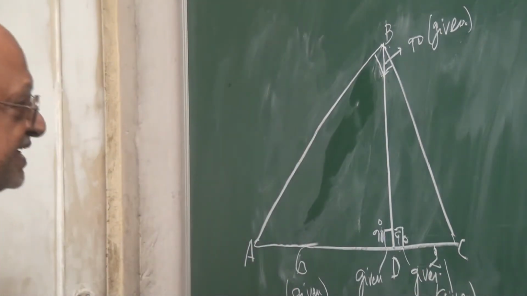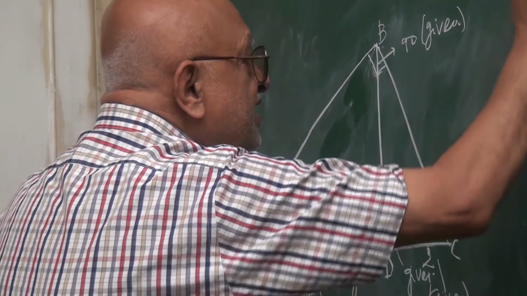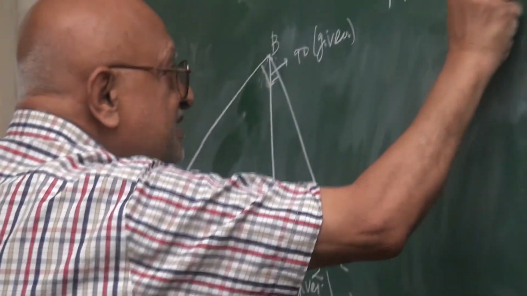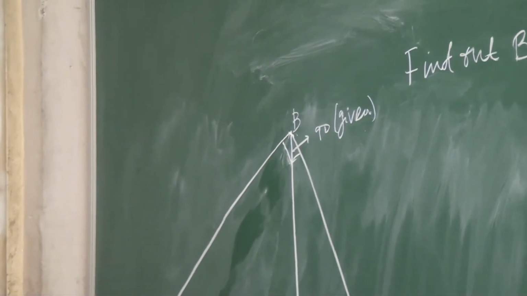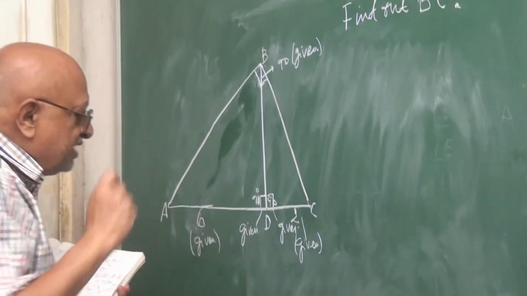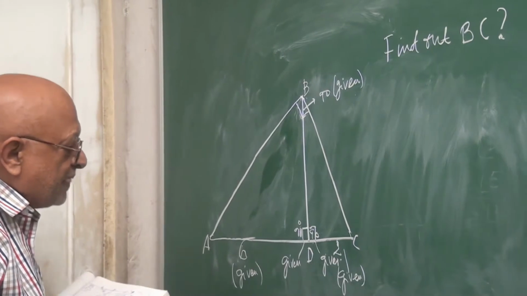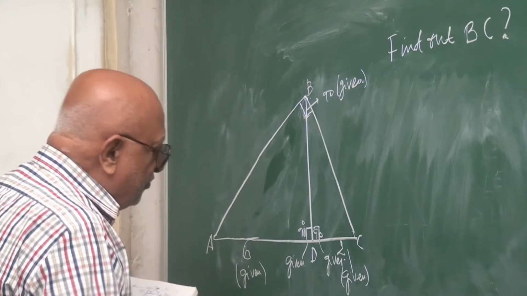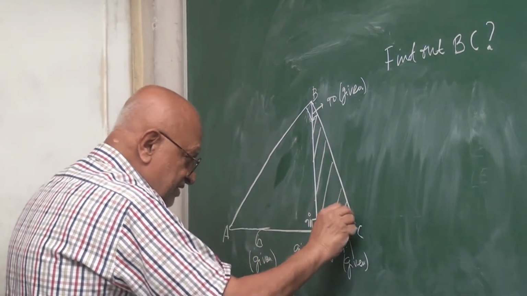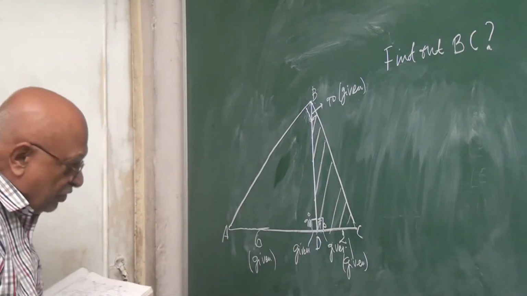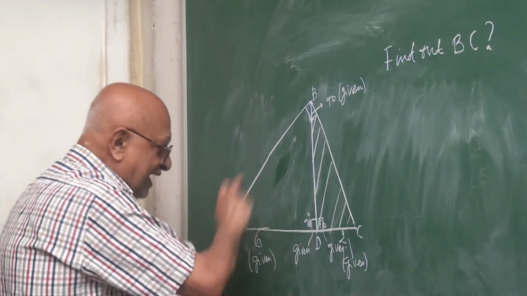And what is being asked? It says find out BC. These types of questions you cannot solve without the help of similarity of triangles. There is no other way. So what do we do? We will take this triangle, the smaller triangle, and we will show that this is similar to the triangle ABC.